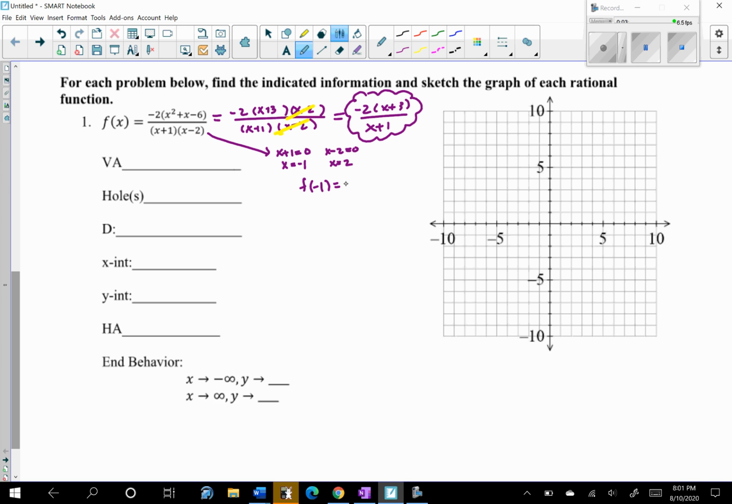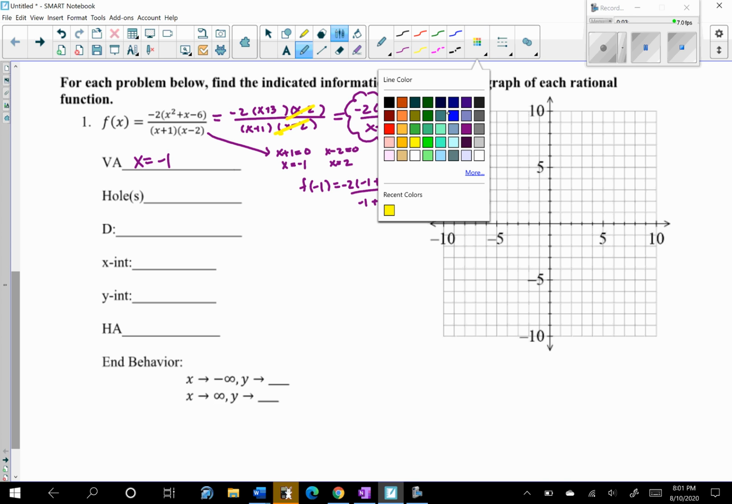If I plug in -1 into my equation, I have -2 times (-1 + 3) over (-1 + 1). Notice that right away I can see I get 0 in the denominator. So this would be -2 times 2, which is -4 in the numerator, over -1 plus 1, which is 0, so that is undefined. That tells me that this is a vertical asymptote at x equals -1.